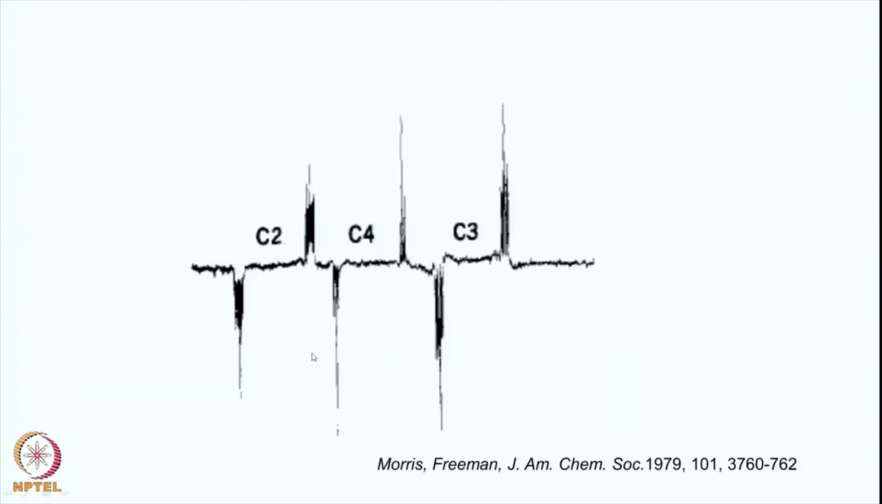So here is an experimental example. This was the very first data which was recorded. This came from Morris and Freeman, and this is published in 1979 in the Journal of the American Chemical Society. And you can see here there are 3 antiphase doublets.